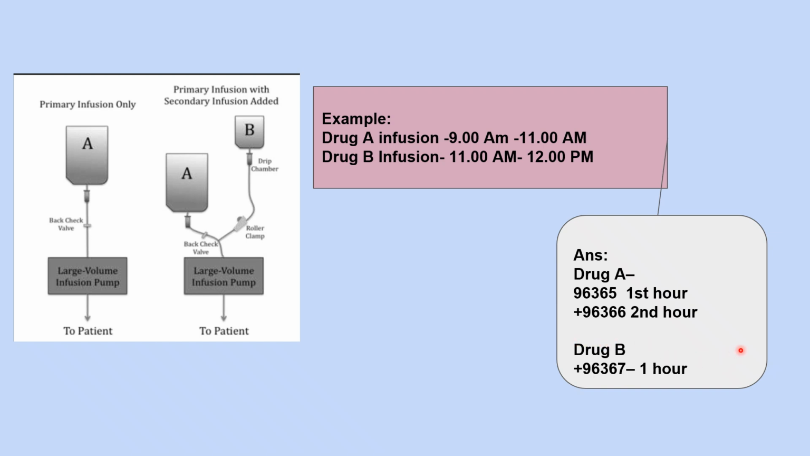Why am I coding that way? Because it is the same substance and for each additional hour. Okay, so I'm going to code it. Now the drug B, which starts at 11 a.m. and completes at 12 p.m. For this drug, I will have to code 96367, because if you remember from the previous slide, we use this code whenever a new drug is given. And here drug B is given, which is a new drug, and that's why we will write it like this. So pay attention to this thing.